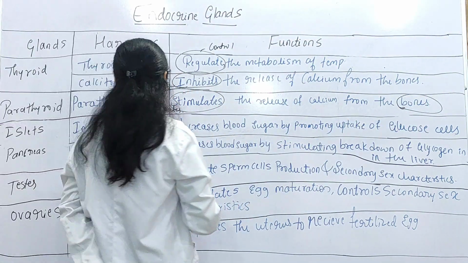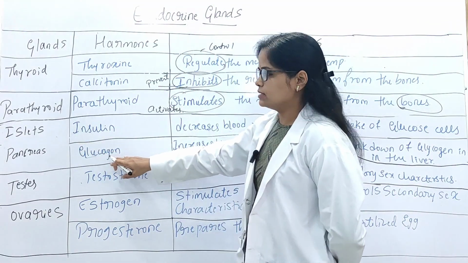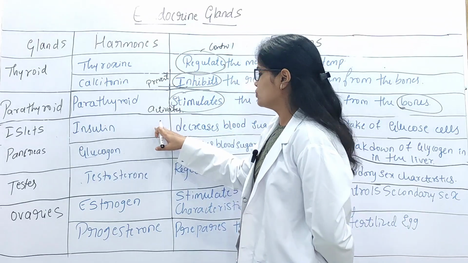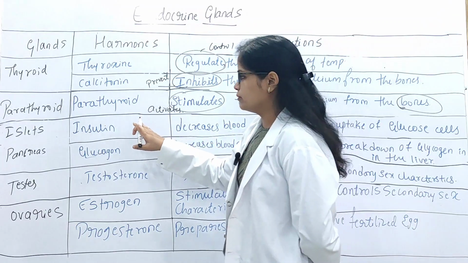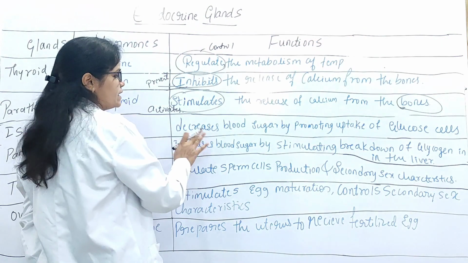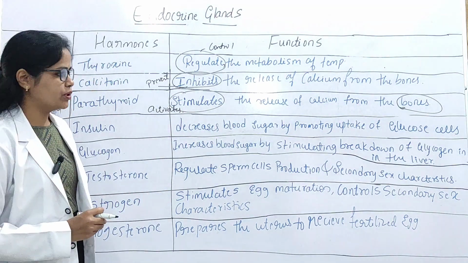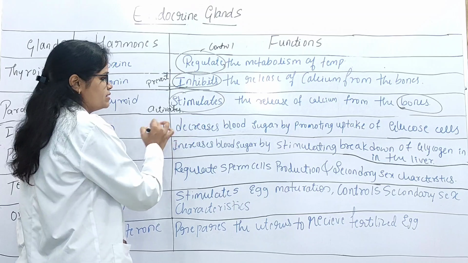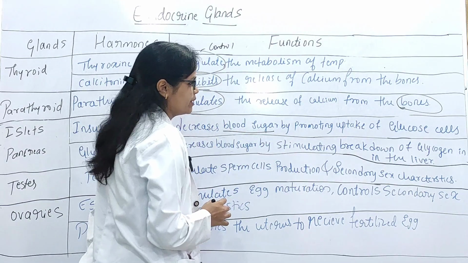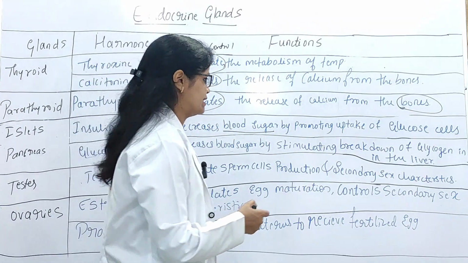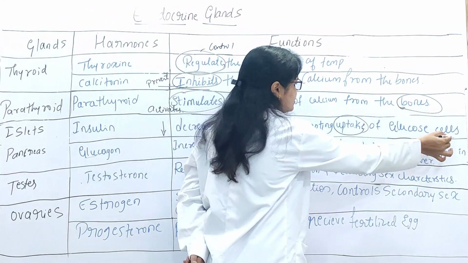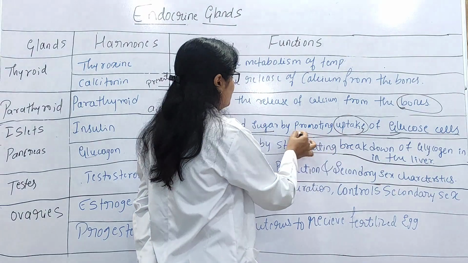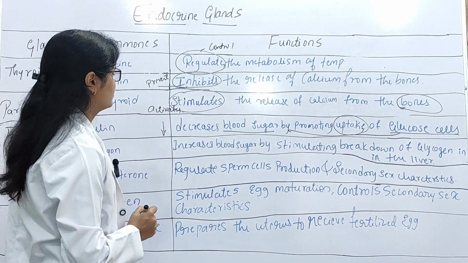Okay, so the next is the islets of Langerhans from the pancreas. The hormones released from the pancreas are insulin and glucagon. The main function of insulin is to decrease the blood sugar by promoting the uptake of glucose by cells. How does it decrease it? By uptake of the sugar from the blood into the cells.